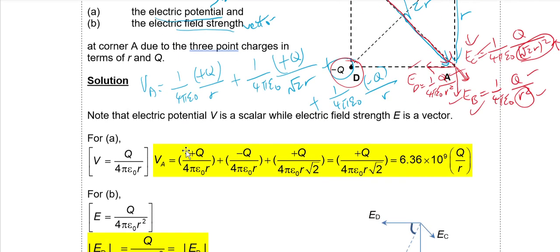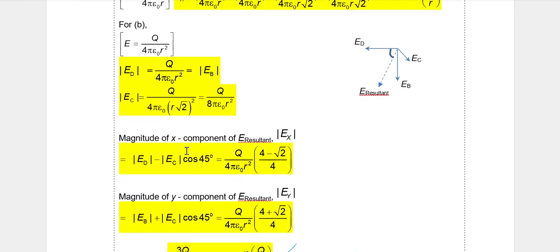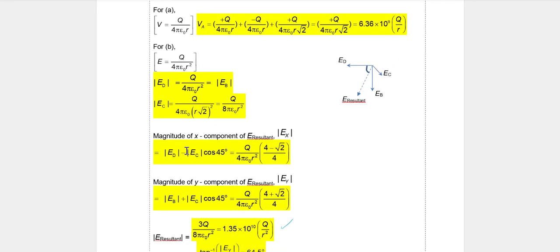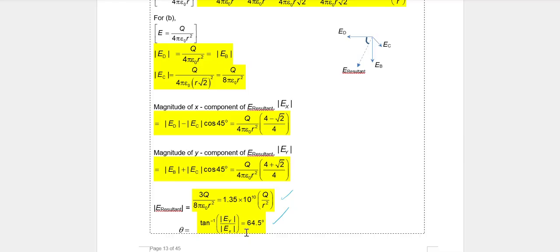So vectorially, the calculation is given here. I'm not going to do it for you because you should be very familiar with this kind of calculation now, right? You try to do it yourself. Pause and have a look at the answer. You also have to calculate the angle. I assume you are able to handle this, then we'll move forward.